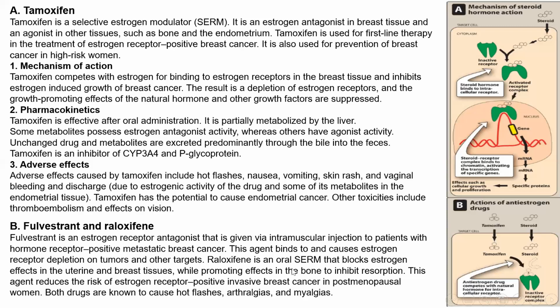While raloxifene, as we said, is a SERM, it has agonist activity in the bones and inhibits bone resorption, while it has antagonist activity in the uterus and the breast tissue. This agent reduces the risk of estrogen receptor positive invasive breast cancer in postmenopausal women. Both drugs could cause hot flashes, arthralgias, and myalgias.